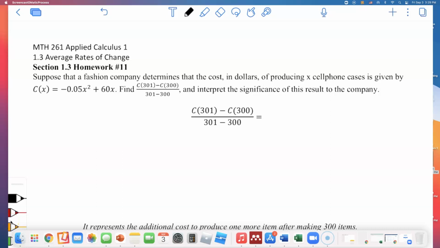Let's go over section 1.3, homework number 11. This is for Math 261, section 1.3, average rates of change. Suppose that a fashion company determines that the cost in dollars of producing x cell phone cases is given by the function C of x equals, well, I'll go ahead and highlight this.